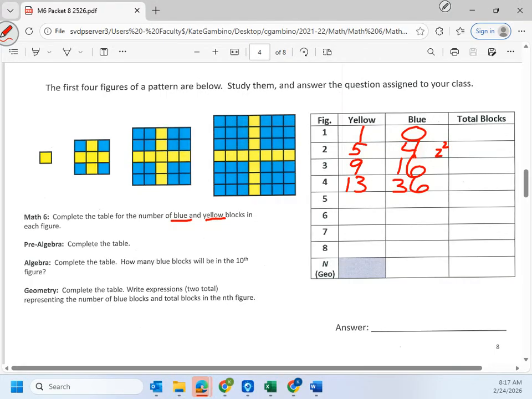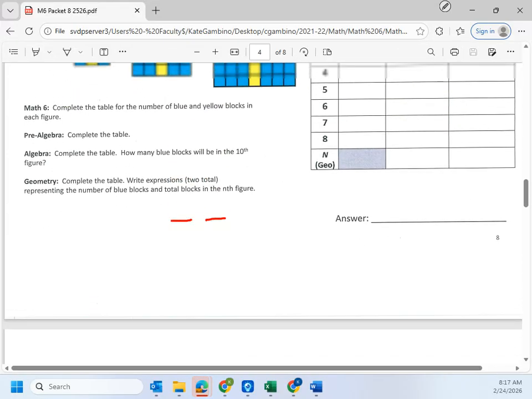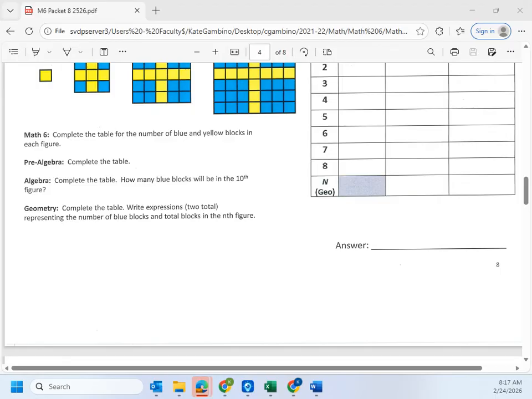How did I get 16, Alex? 4 squared. How did I get 36, Fernanda? 6 squared. You should start to see a pattern on how we are going to finish that column. Always look for those patterns. Finish those 2 columns. Next page.